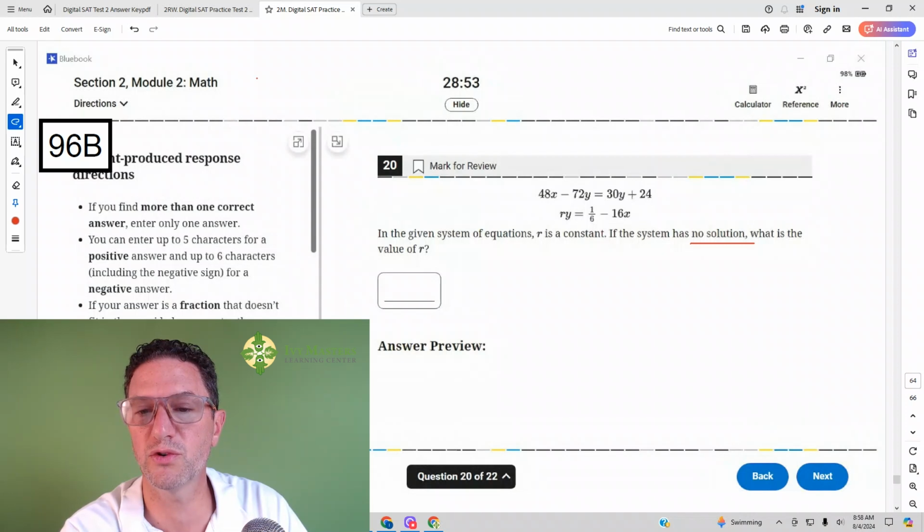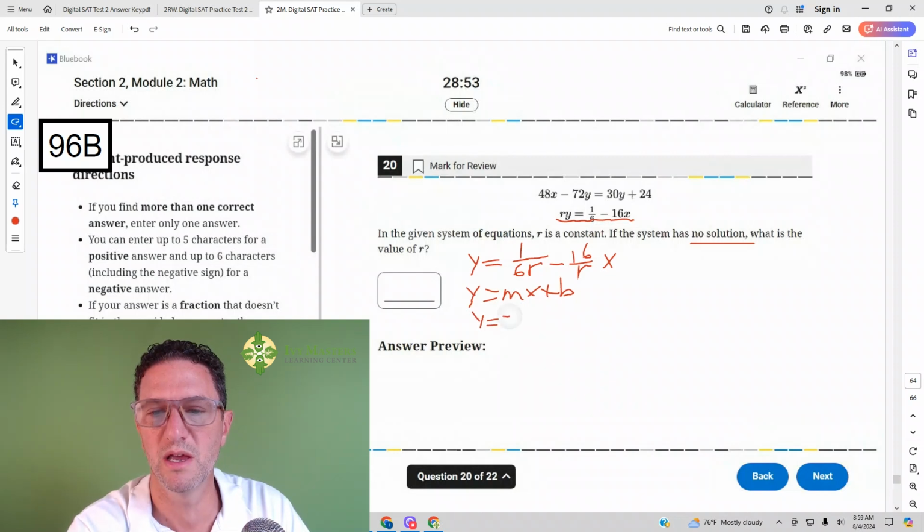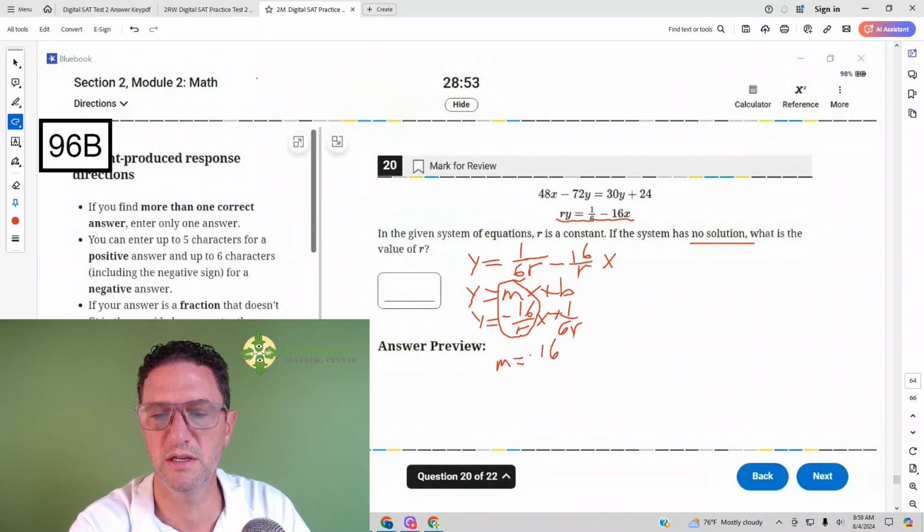So if I take this first equation, I got to get the y alone. So if I divide both sides by y, I get y equals 1/6r, where the r is on the bottom over here, minus 16 over r x. Now, you're probably not used to seeing it in that form. You're used to seeing the form y equals mx plus b. The slope is always attached to the m, so y equals negative 16 over r x plus 1 over 6r. So now you can see that the slope is negative 16 over r.